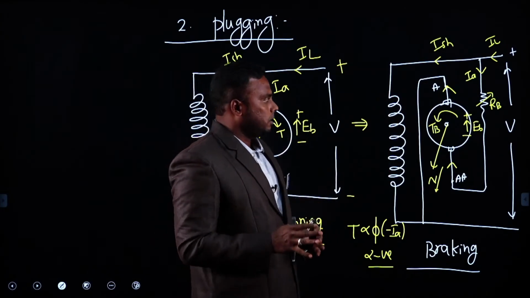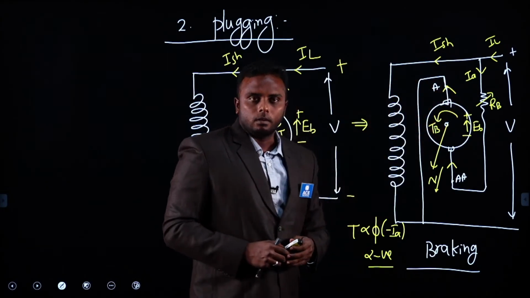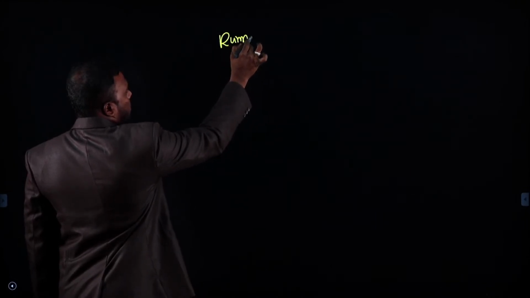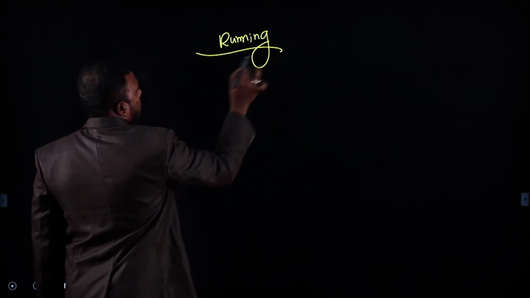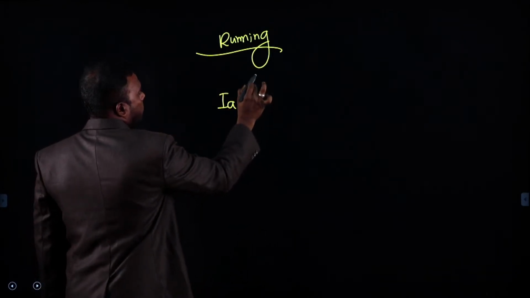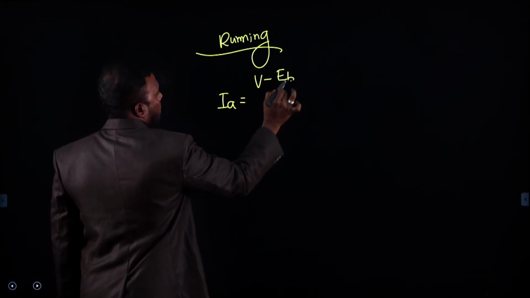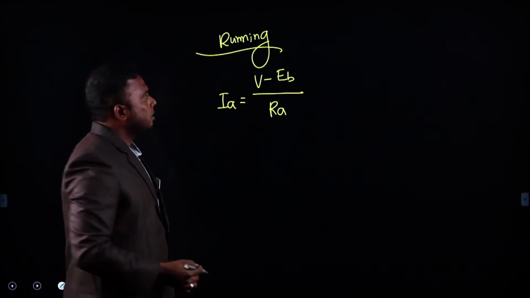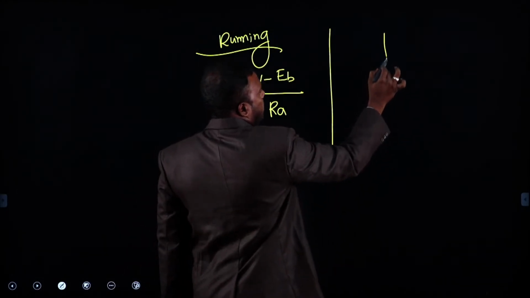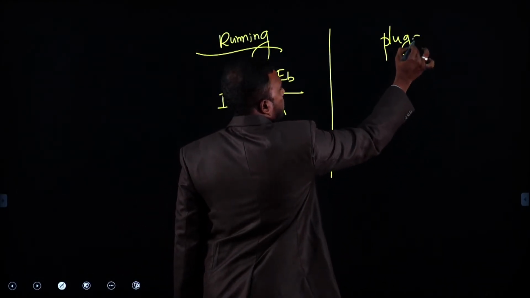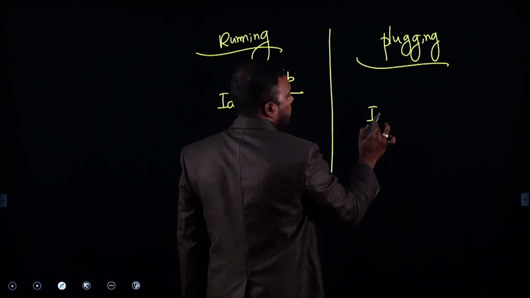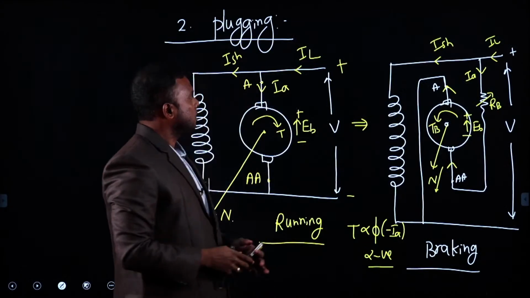Okay. Now here, what is the magnitude of armature current during braking? What is the current during running condition? During normal running condition, the armature current is IA = (V minus EB) divided by RA. So this is our normal rated current. But during plugging, when we apply the plugging circuit, then what is the armature current? Tell me. IA equal to, observe this figure once.